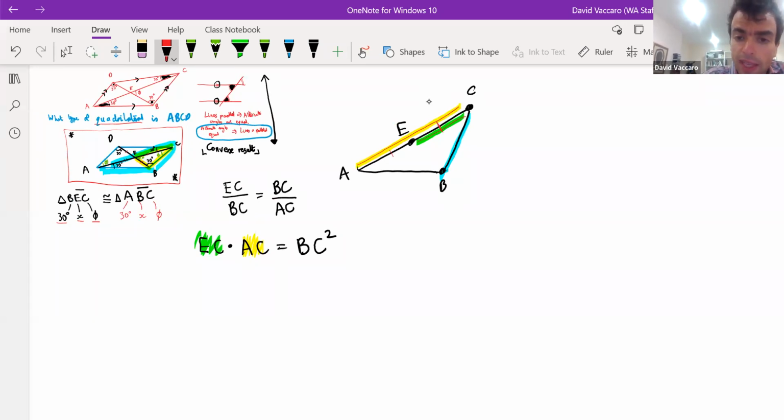Okay, so what we have here is that the AC, the whole length of the whole yellow length, is double the length EC. So we have 2EC squared is equal to BC squared. And so if we square root everything, we get square root of 2EC is equal to BC.